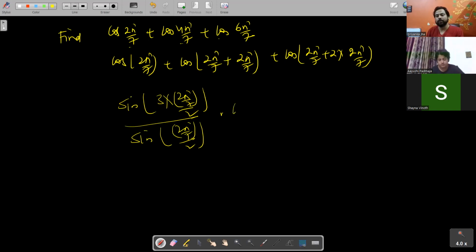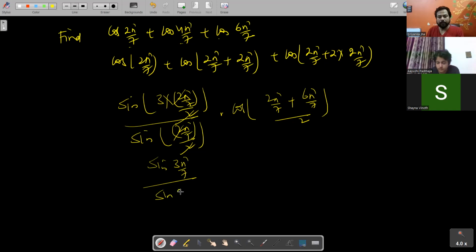this is cos. So cos of first term 2 pi by 7 plus last term 6 pi by 7, upon 2. The 2s cancel. So you get sine 3 pi by 7 upon sine pi by 7, and this one is cos of 8 pi by 7 upon 2, so that is 4 pi by 7. Sine 3 pi by 7 upon sine pi by 7.